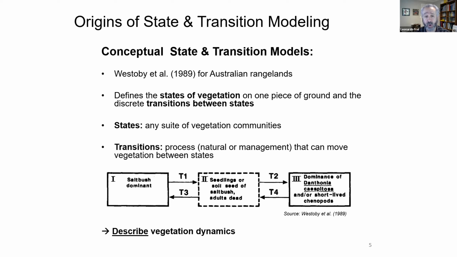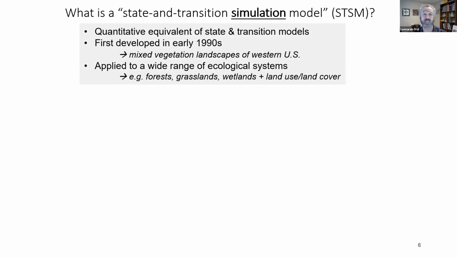And over time, I think some ecologists that were looking more at quantitative modeling at landscapes thought that these might be a useful jumping off point for trying to develop some tools to look at forecasting changes on a landscape over time. And so this is where state and transition simulation modeling comes in with the word simulation added. And so these are quantitative models.